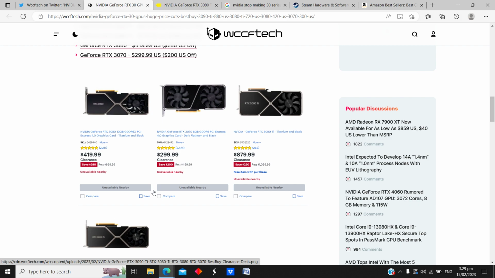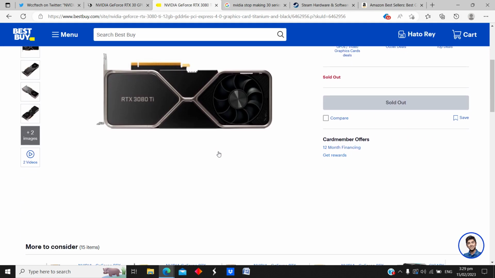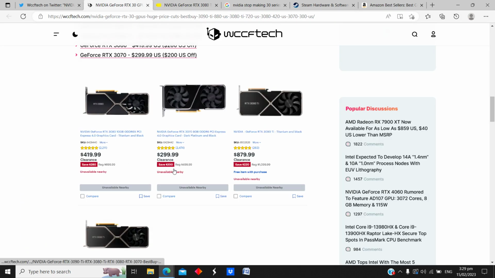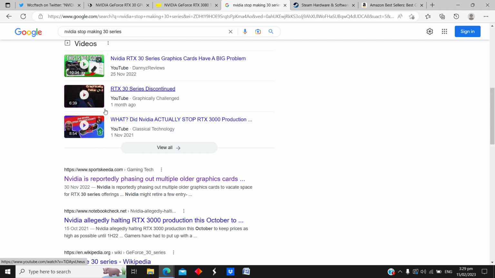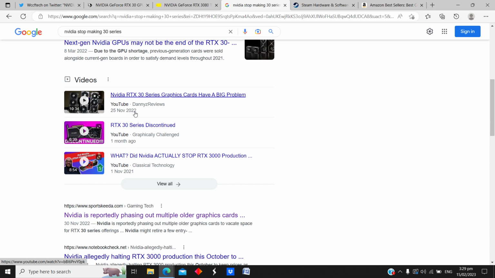However, I have some problems with this, and my problems are a little realistic. One, none of these cards were in stock. They have been sold out for quite some time. Two, after going through some research and checking on the internet, multiple outlets have been claiming for quite some time now that the RTX 30 series higher end cards, which are the 3080, 3080 Ti, 3080 12GB, and the 3090 Ti, have basically ceased production.